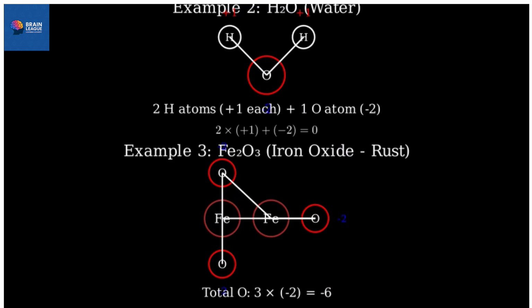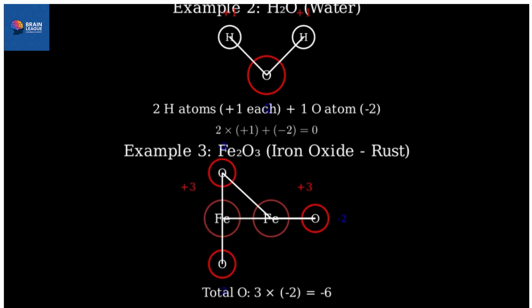This means that the 2 iron atoms must have a total oxidation number of +6. Since there are 2 iron atoms, each iron atom must have an oxidation number of +3. We can verify: 2 times +3, which is +6, plus 3 times -2, which is -6, equals 0.